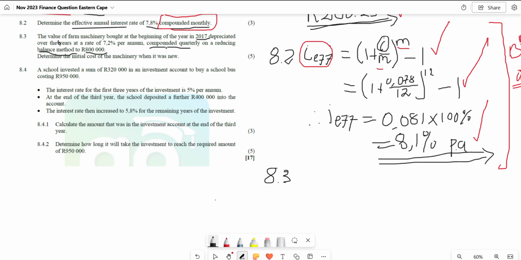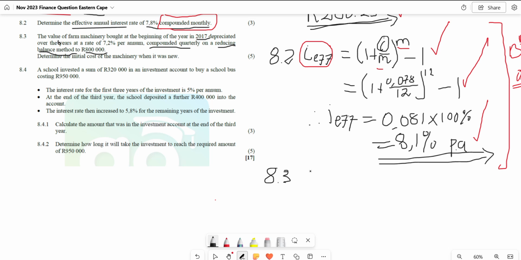Firstly, because of the word compounded and because of the word reducing balance, for us to answer this question we must use the compound interest formula, but with the negative. Why with the negative? Because we are dealing with depreciation. This machinery is going to lose value. That's why the word depreciated. Then what is the compounding period?